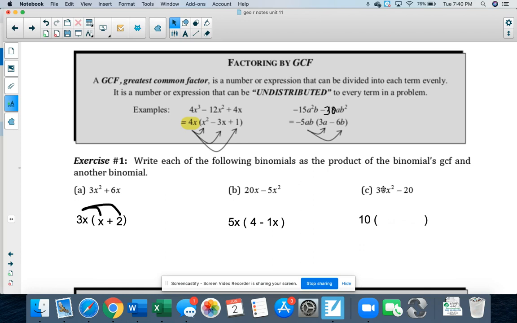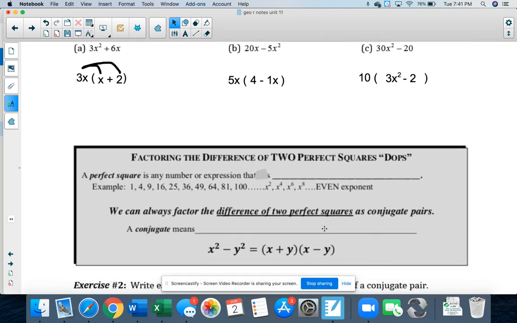So I'm dividing both terms by 10, and what's in the parentheses, what's left? 30x squared divided by 10 is 3x squared, and negative 20 divided by 10 is negative 2. All right, so that's the first kind of factoring.